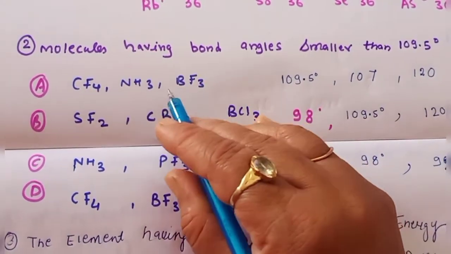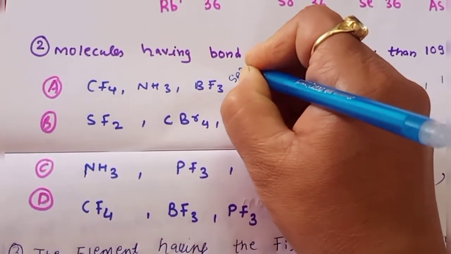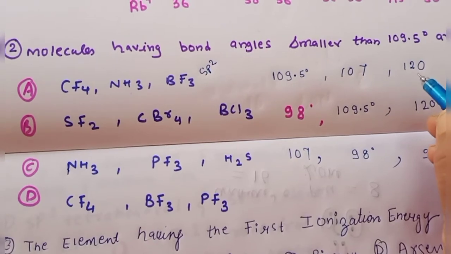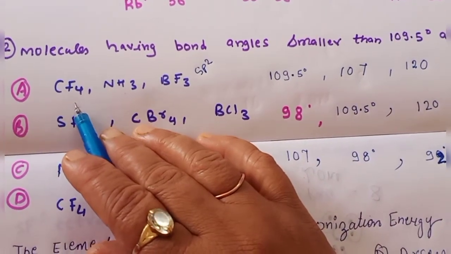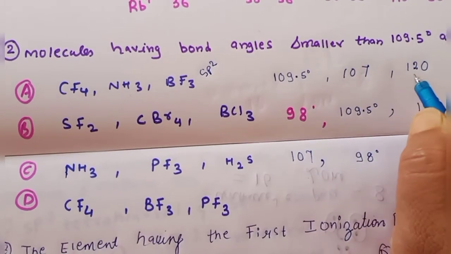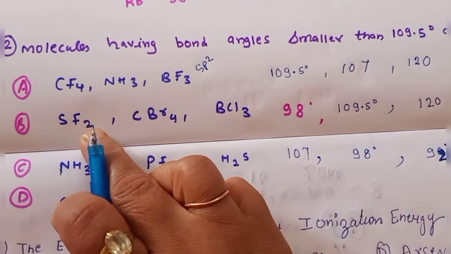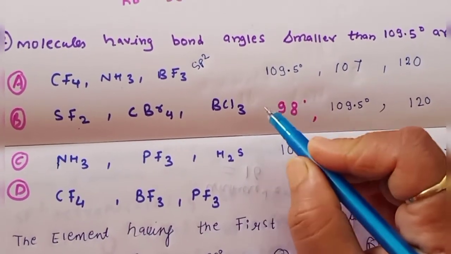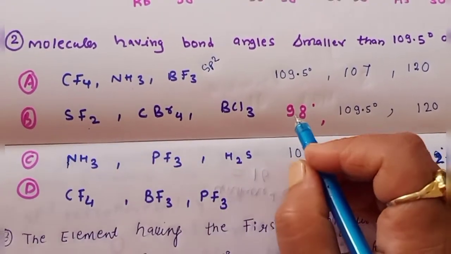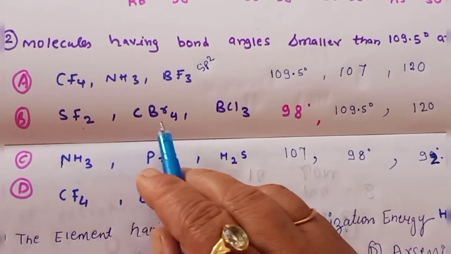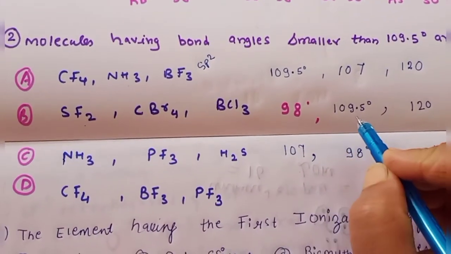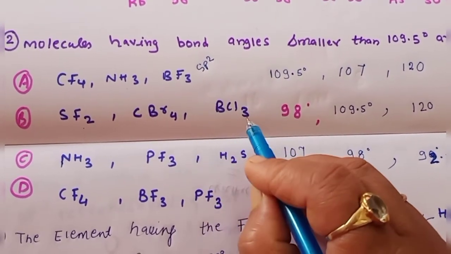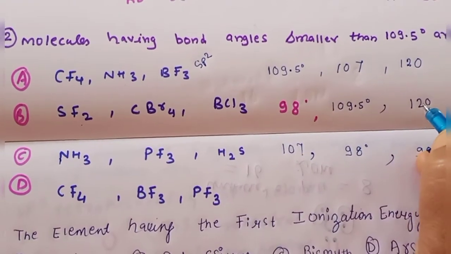Then BF3: the hybridization is sp2, it is trigonal planar, so the bond angle is 120. So these three are 109.5 degrees, 107 and 120. Next, SF2: sulfur has lone pairs of electrons, so the bond angle changes. It should be linear, but its bond angle changes to 98 degrees. Then CBr4 is the same as CF4, tetrahedral, 109.5 degrees. BCl3, boron trichloride, will have 120 degrees, trigonal planar.